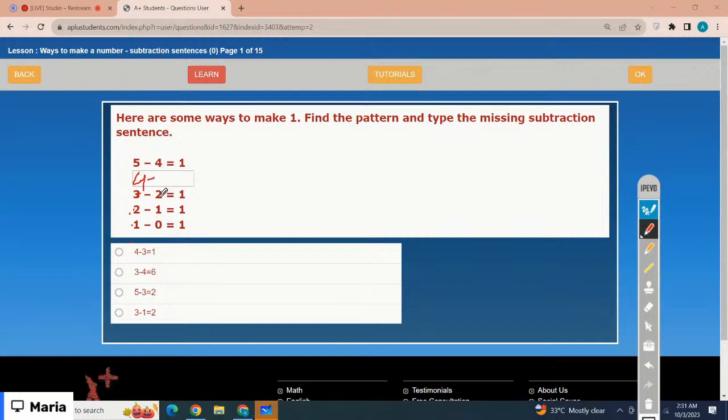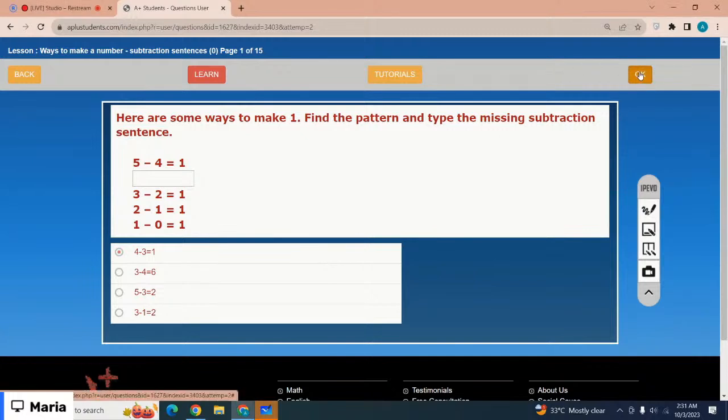Same way you have to look for the pattern in the second one. Here you have 4, 2, 1, 0. The numbers are decreasing by 1. So here it would be 4 minus 1, that would be 3. 4 minus 3 equals 1. So the missing number sentence is 4 take away 3 equals 1. That would be option number 1, the correct option. 4 take away 3 equals 1. That is the correct option, right?